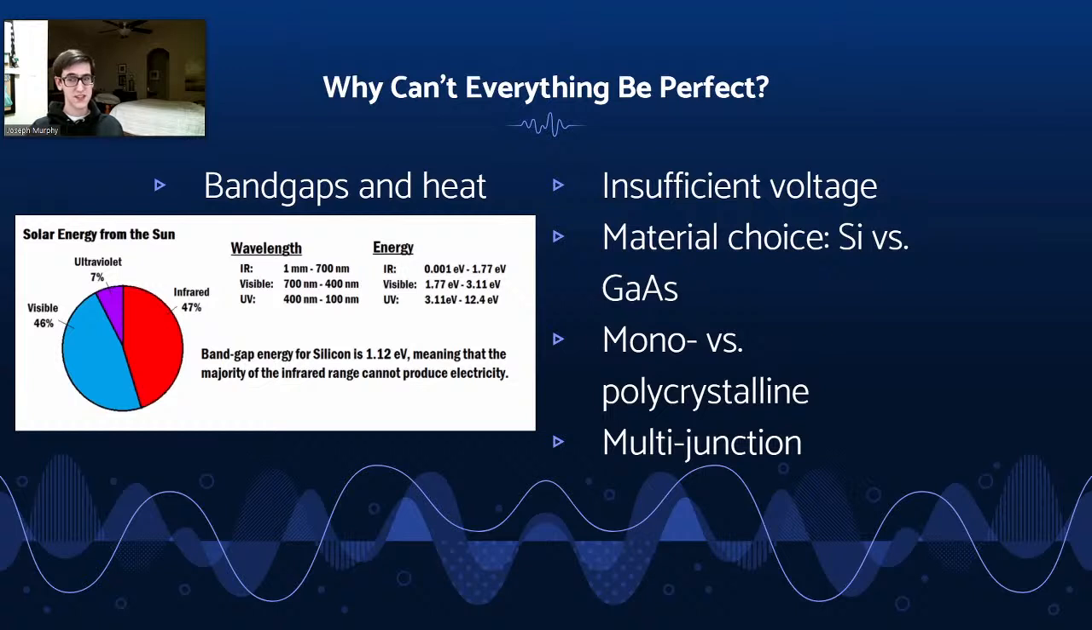So silicon is a very common semiconductor. I'm sure you've heard of it once or twice. But there are quite a few alternatives like gallium arsenide.